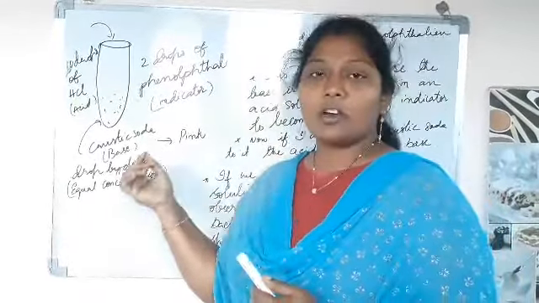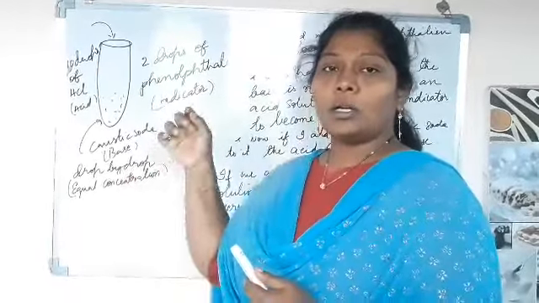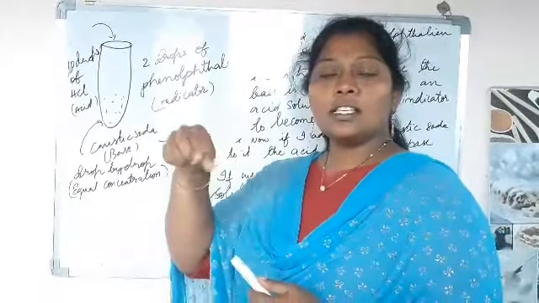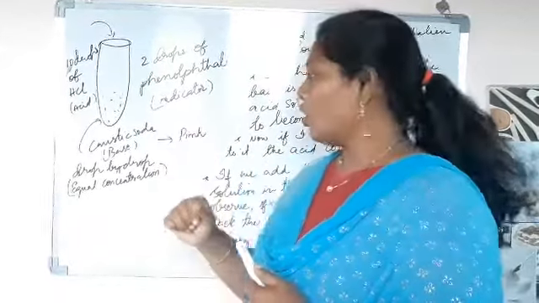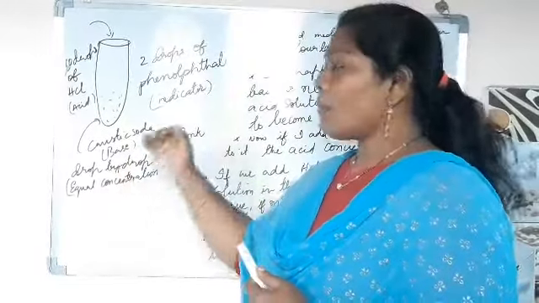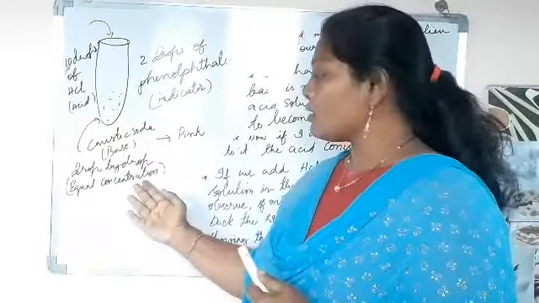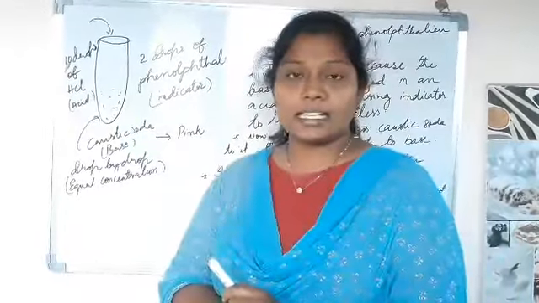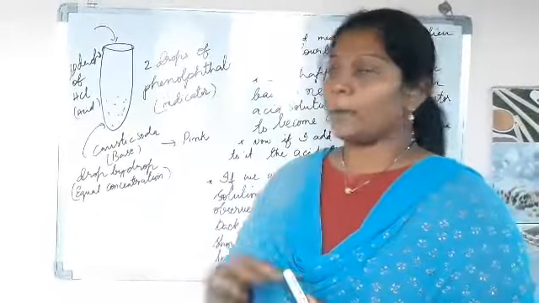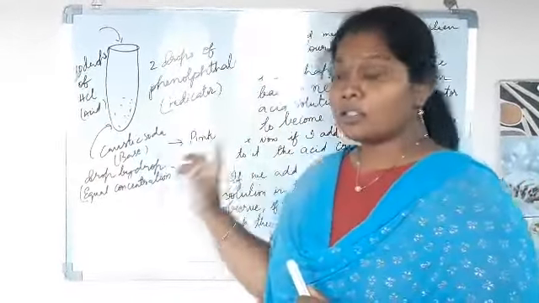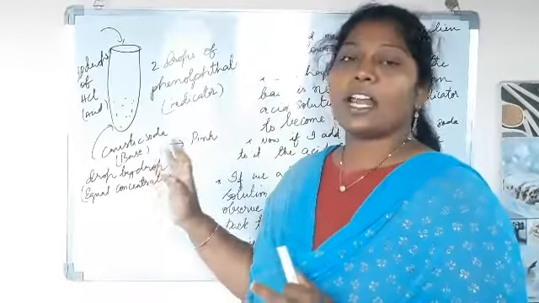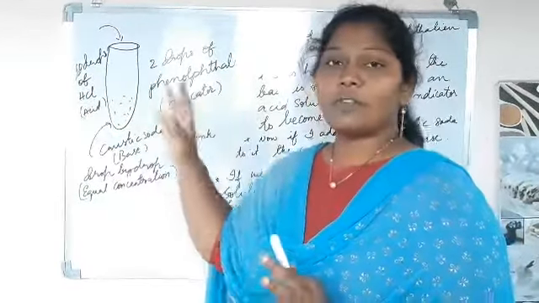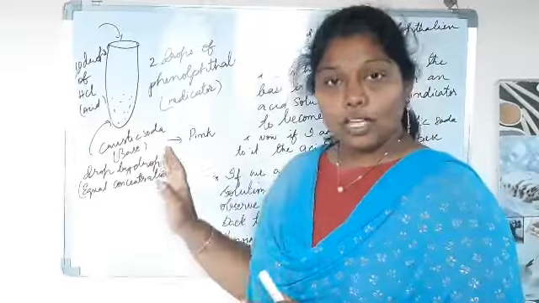Now we will add this caustic soda with a pipette drop by drop. For every drop we add, we need to stir or shake the test tube. So one by one we add caustic soda, which is of the same concentration as the acid. Here you have to note one point: the concentration of the HCl and the concentration of the caustic soda which we are adding are the same.